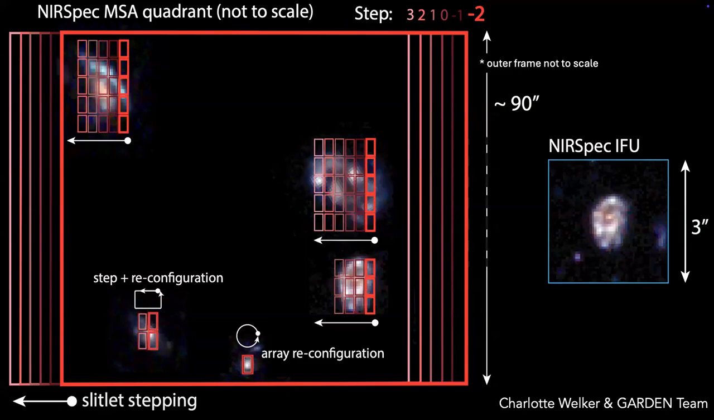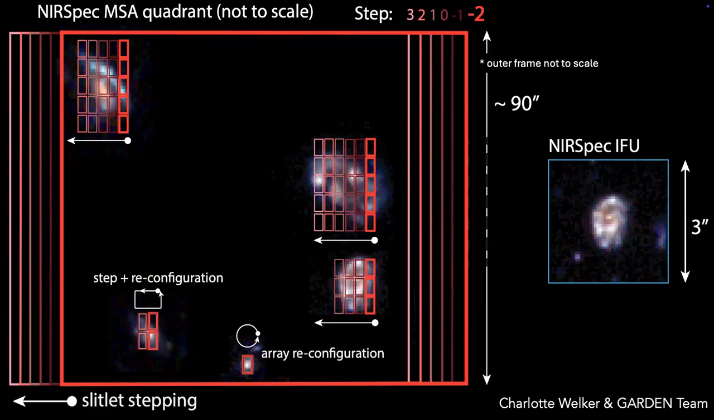So this is a schematic of one of those MSA quadrants. You could fit a lot more galaxies. This is not to scale. But for some of the galaxies that are large, we do 6 steps. Smaller ones, we do 5, 4, 3, 2. And you get down to ones that fit in a shutter, 1. So what we're doing is shifting the MSA. And for this, we do nothing. For these, we shift and we reconfigure. We close this shutter and we open the one behind it, close it and open the one behind it.